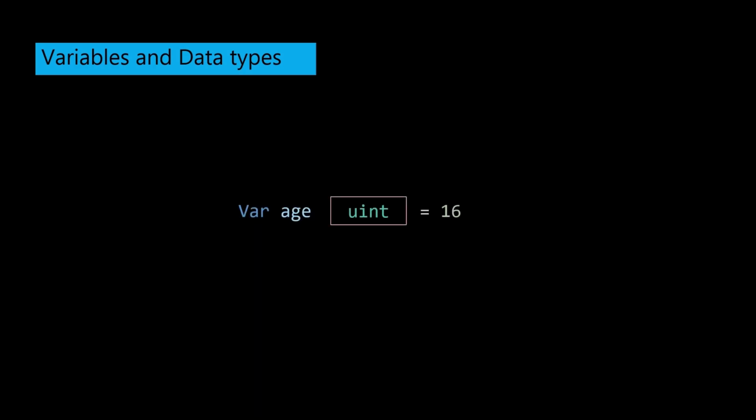Next is uint, which stands for unsigned integer, and it is used to store positive numbers. The size of uint can be 32-bit or 64-bit depending upon the system that we are using. We can also use uint8, uint16 and so on depending upon the space we need. Byte is also used to store integers and its size is 1 byte, that is 8 bits.